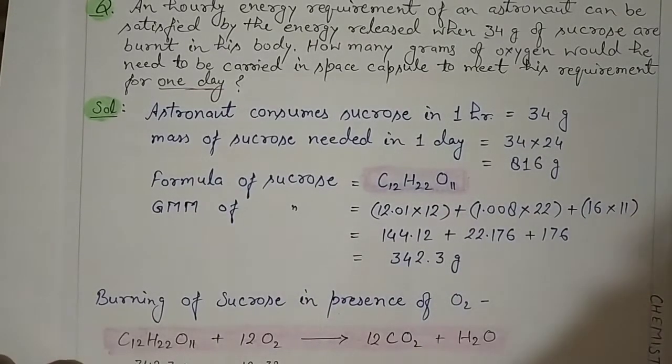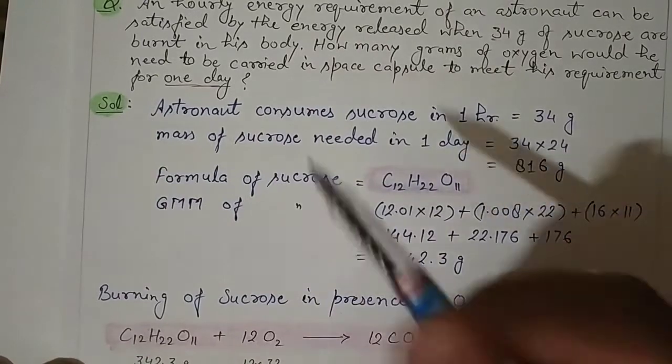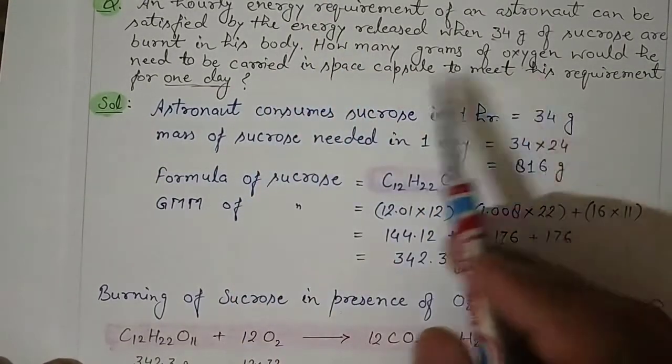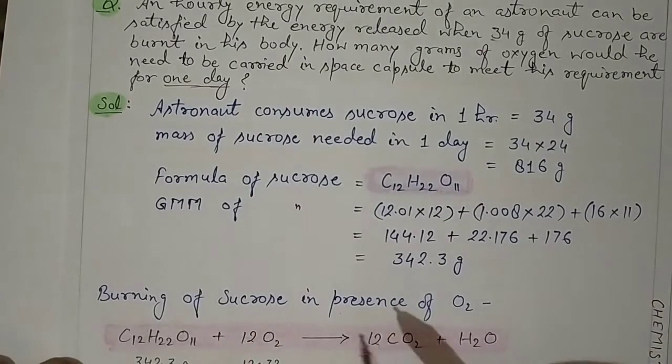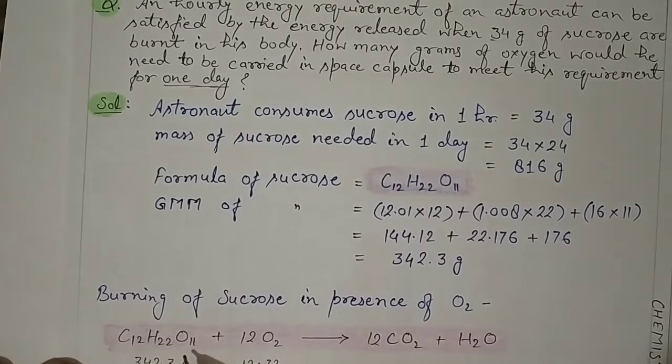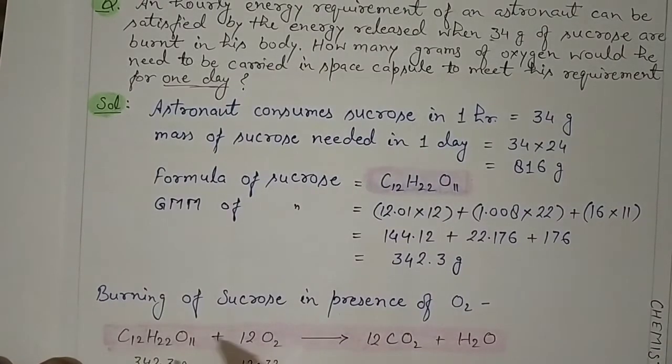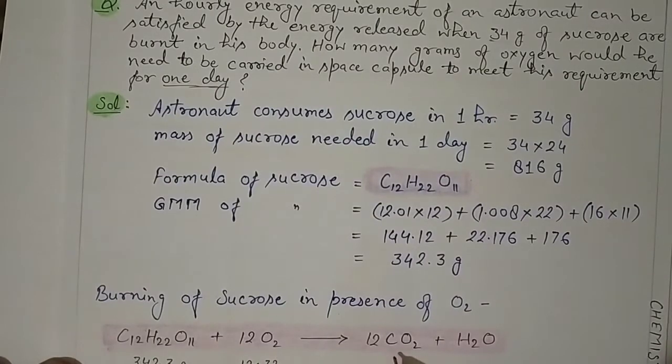Now, in these kinds of questions, because stoichiometry depends on the reactions taking place, first we need the reaction for the burning of sucrose in the presence of oxygen. When sucrose burns in the presence of oxygen, C12H22O11 plus 12O2 gives 12CO2 plus 11H2O. Carbon dioxide and water are produced.